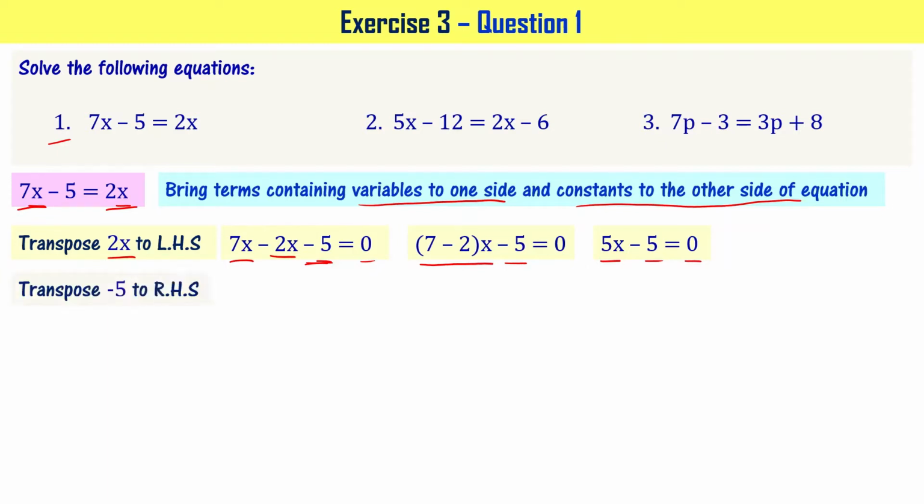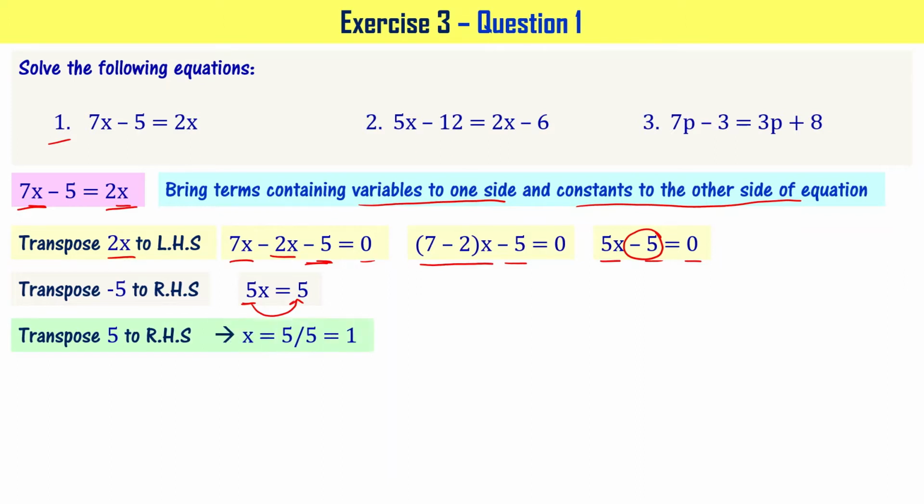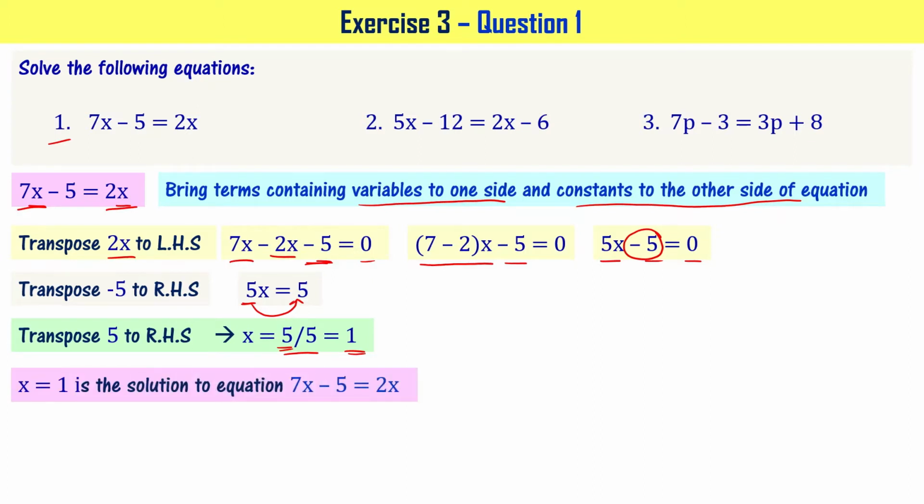Now let me transpose this minus 5 to the other side. When you do that, it is going to become plus 5, right? So the equation now becomes 5x equal to 5. This 5 is multiplying x, right? In order to get the value of x, we want to transpose this 5 to the other side. When you do that, it is going to divide. Let's transpose 5 to the RHS. When I do that, it is going to divide the 5 on the other side. That's why it is going to be 5 by 5, that is equal to 1, right? We got x equal to 1 as the solution to the given equation.